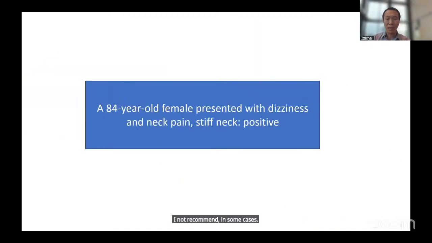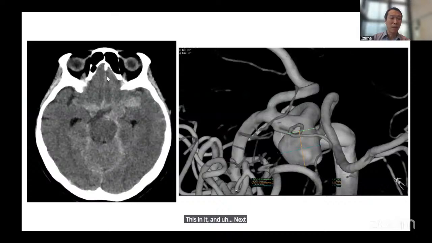This is a case presentation of an 84-year-old female. She presented with dizziness and neck pain. The CT scan showed diffuse subarachnoid hemorrhage in the basal cistern, predominantly on the left side. And the 3D angiography revealed this big PCOM aneurysm involving the PCOM, with a very wide neck.